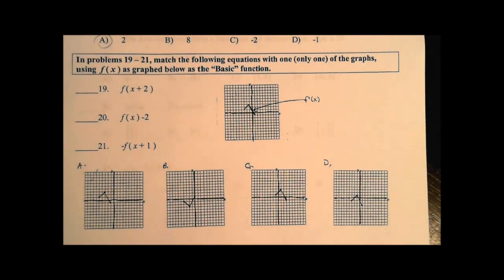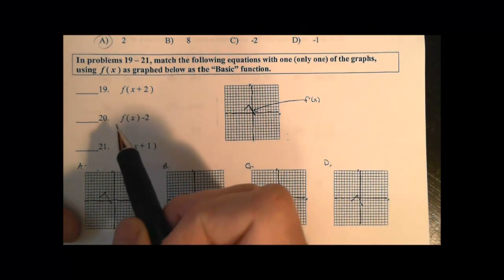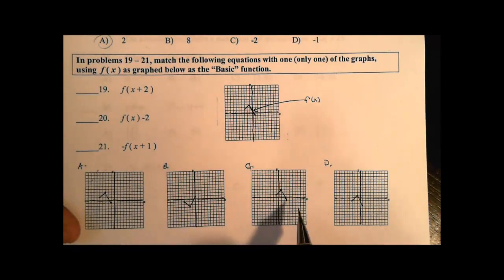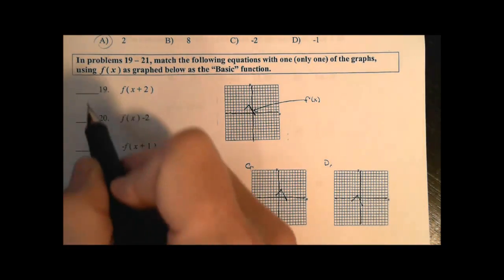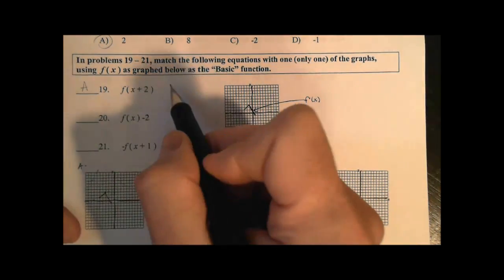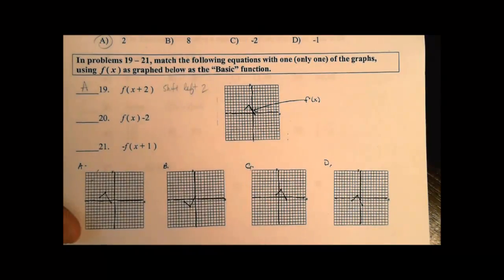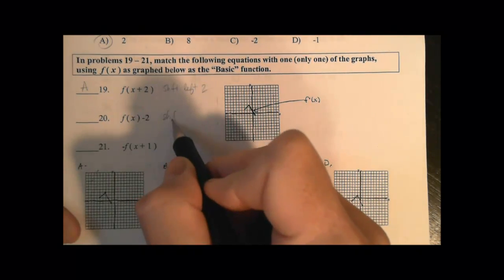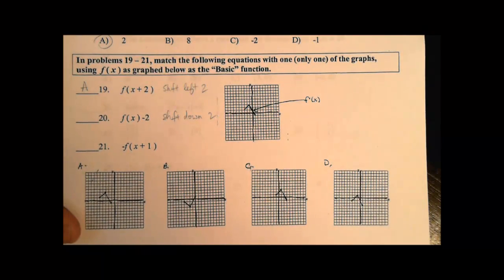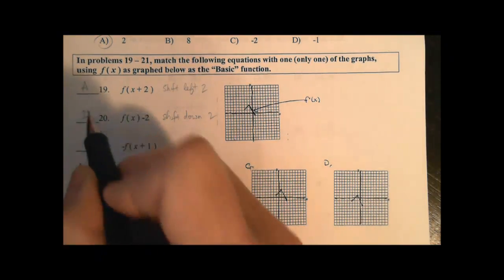So, in the first problem, we're given f of x, and we'd like to find out what is f of x plus 2. This one has been shifted left by 2 units. So if we look at these, I'm pretty sure that A is the graph of f that's been shifted left. And in the second one here, we're going to shift down 2 units, and the only one that seems to be shifted down 2 units would be D.